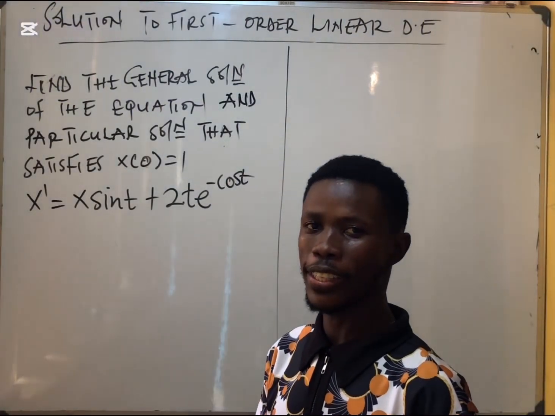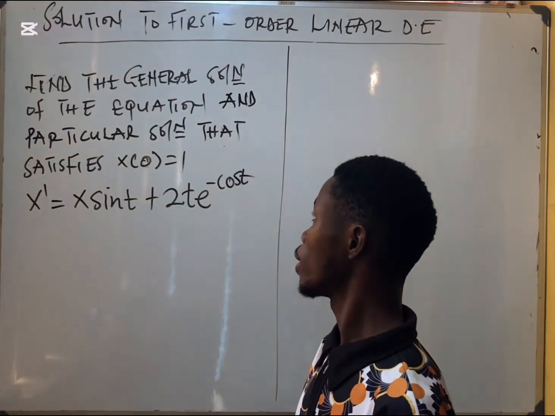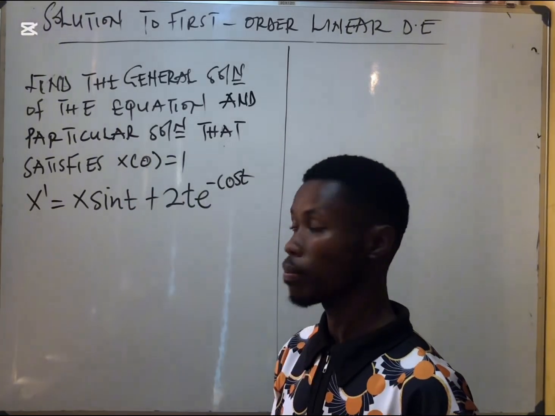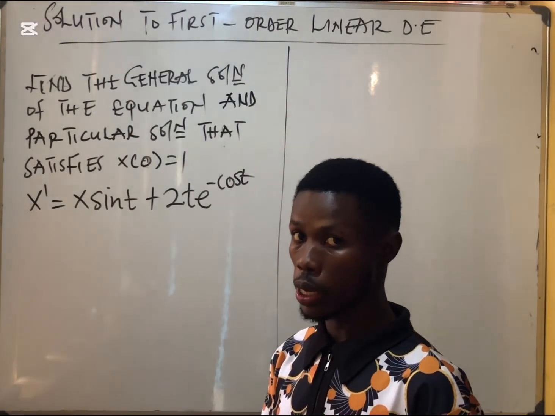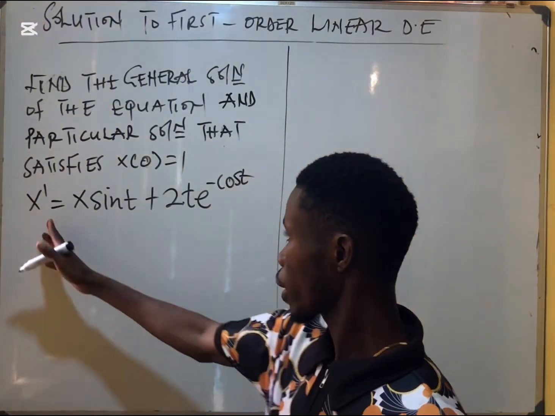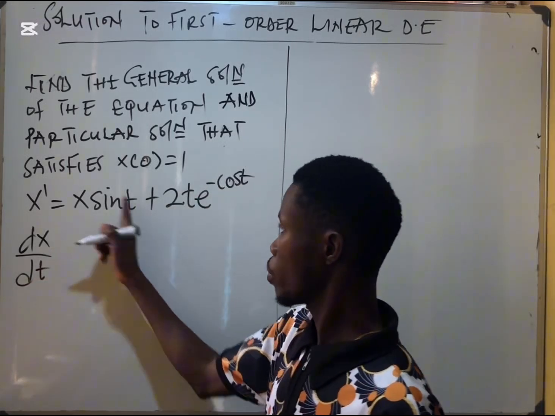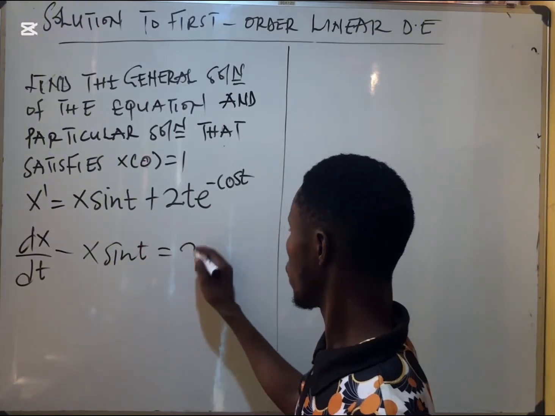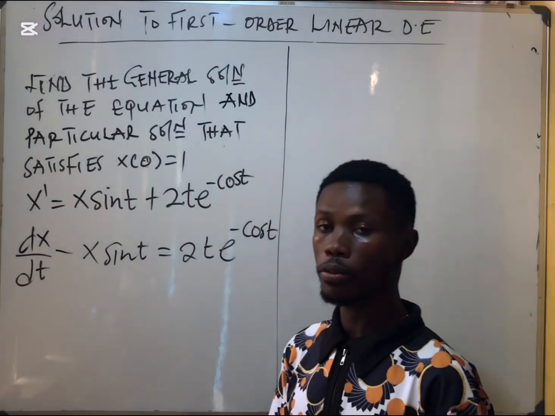Okay, so now let's look at example number 2. Find the general solution of the equation and a particular solution that satisfies x of 0 equals 1. So this is the equation. Remember, x here becomes the dependent variable, not independent, in this case, and t becomes the independent variable. So this one can be written as dx/dt, and this one has to be brought here so that it becomes the standard form. So this is what we have.